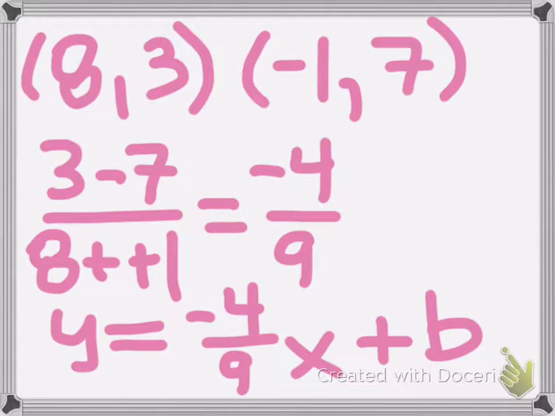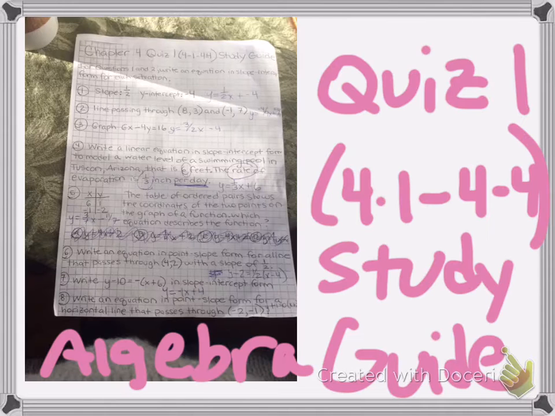The fourth question asks us to write a linear equation in slope-intercept form. And if we go back to the problem itself, it says that it's modeling the water level of a swimming pool in Tucson, Arizona, and the water level is 6 feet, and then it says the rate of evaporation, or how much the water level goes down, is 1/3 inch per day. So if I'm writing an equation in slope-intercept form, I need to find the slope and the y-intercept. The slope in any equation is going to be a rate.